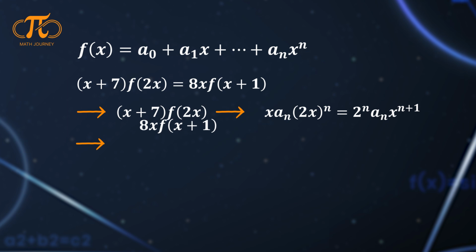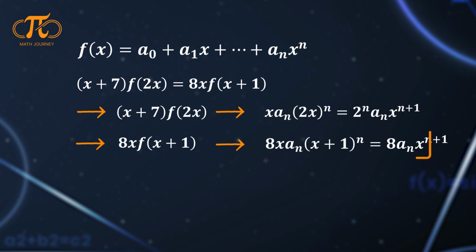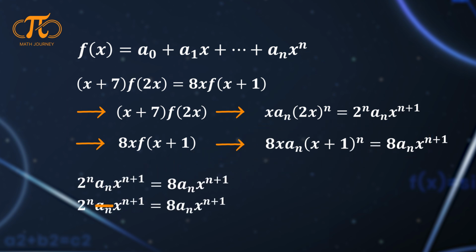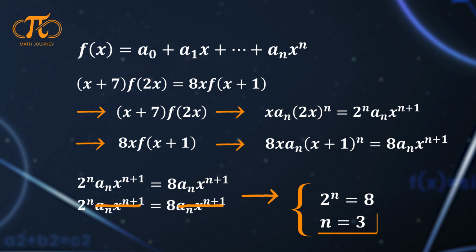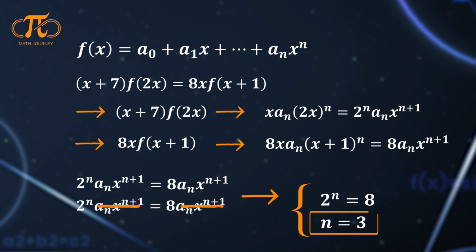On the right side, we have 8x f(x + 1). Substituting x + 1 in place of x for the highest degree term in f(x), the highest power term on this side becomes 8 an xⁿ⁺¹. Equating the two sides, we get 2ⁿ = 8. Solving this, we find that n = 3. So, f(x) is a cubic polynomial.